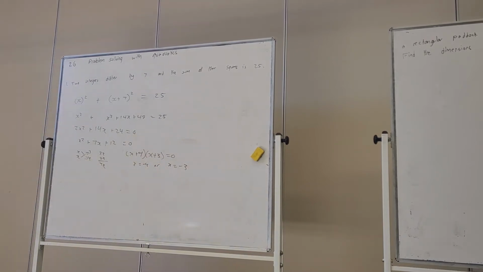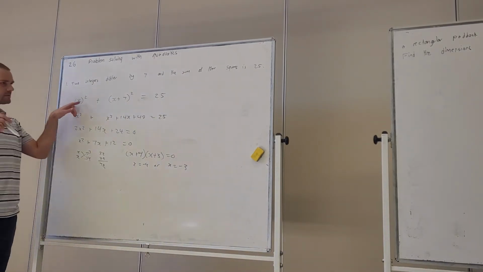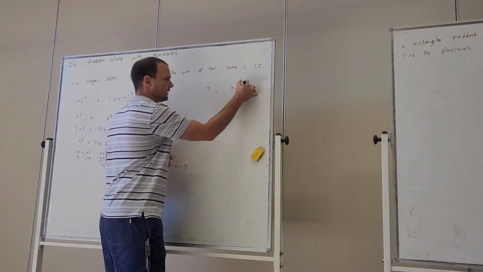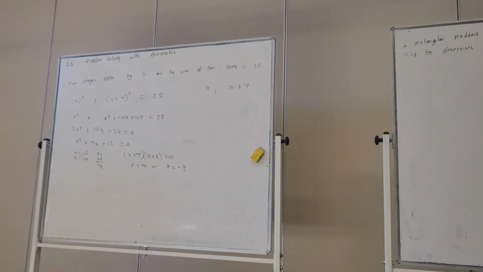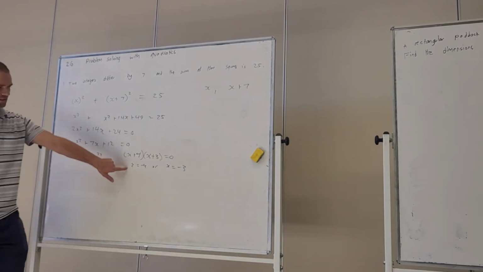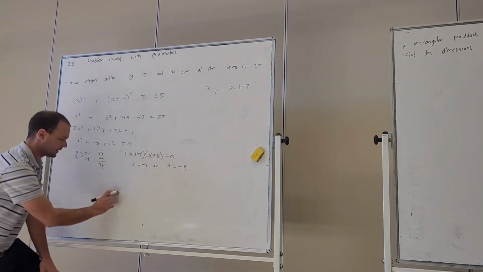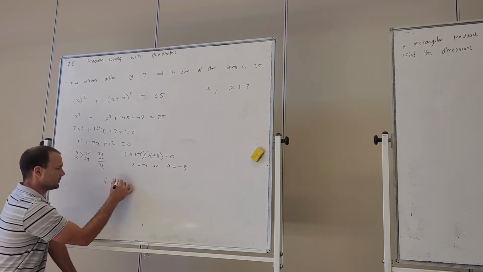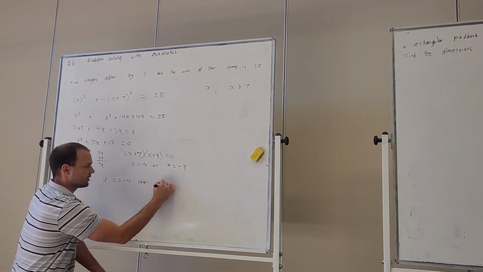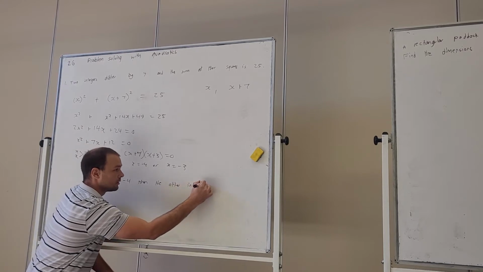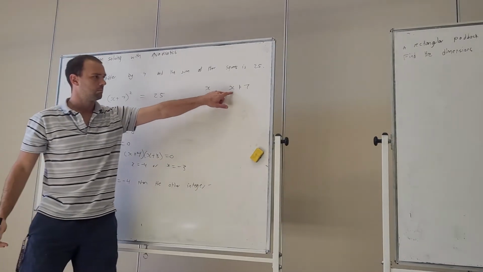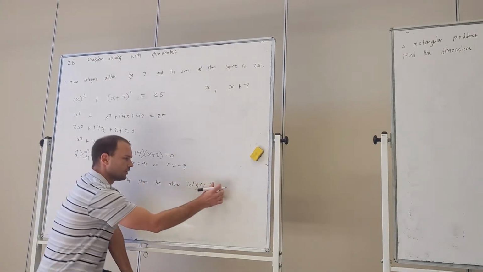So we've found the two possible values of x, but we need to find the possible solutions to the problem. Remember, these were our numbers we started with. We said the numbers are x and x plus 7. They're the two numbers we started with. So if our solution is x is minus 4, then the other integer is going to be minus 4 plus 7, which is 3.